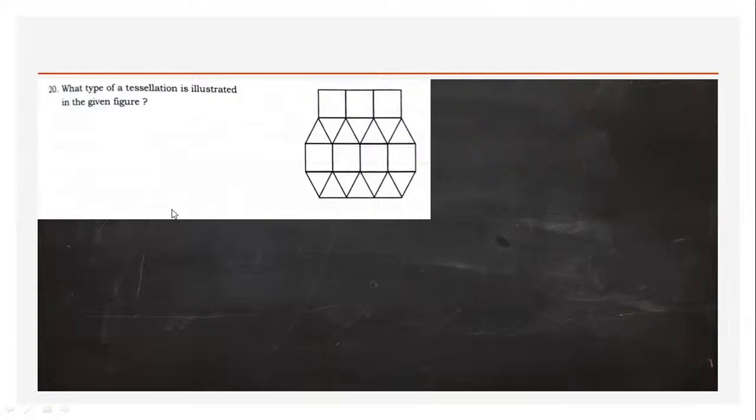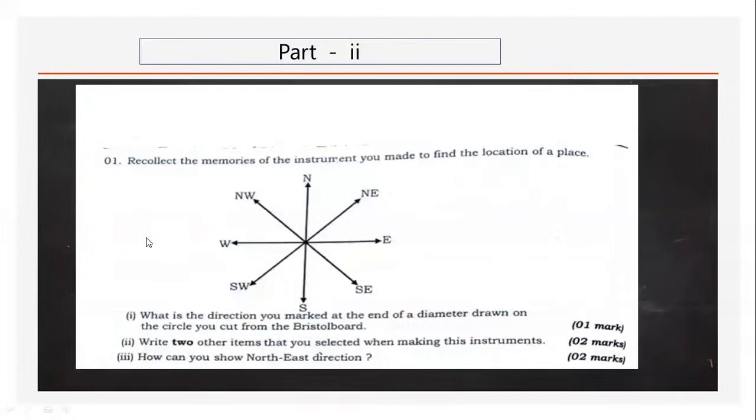Let's go to the next one. Part 2. Reconnect the memories of the instrument you made to find the locations of a place. What is the direction you mark at the end of a diameter drawn on the circle you cut from a Bristol board? So you can start to mark north, right? North direction.